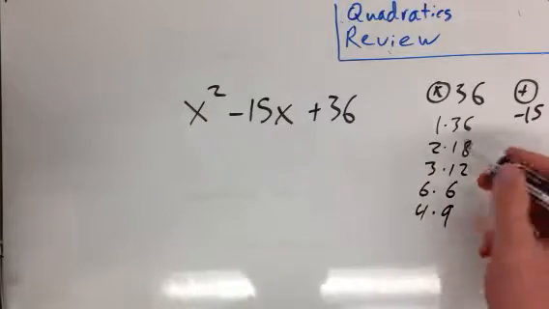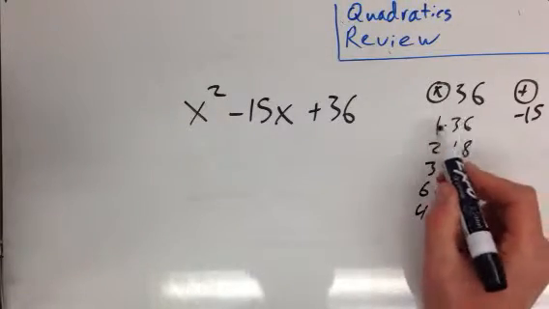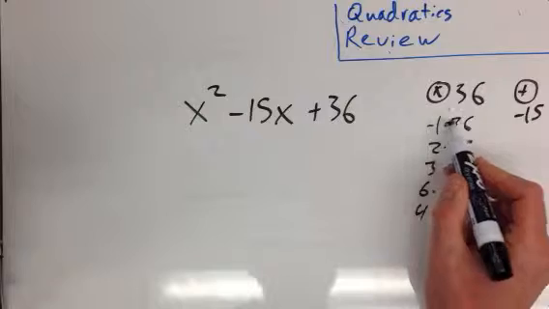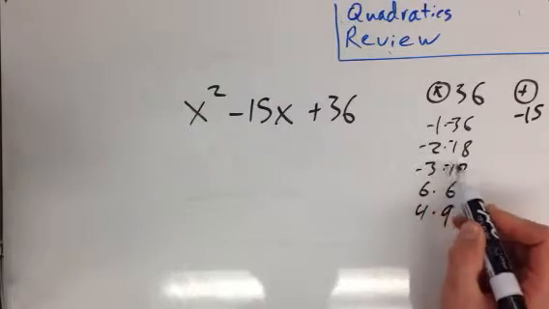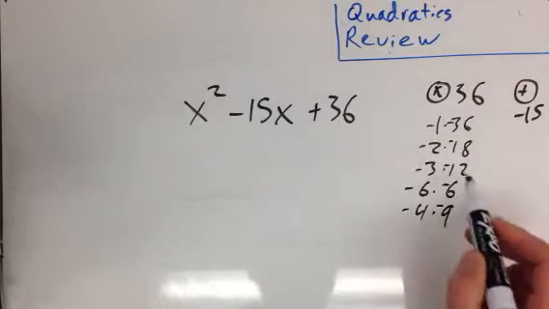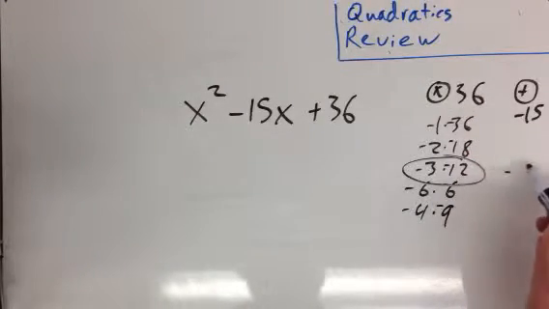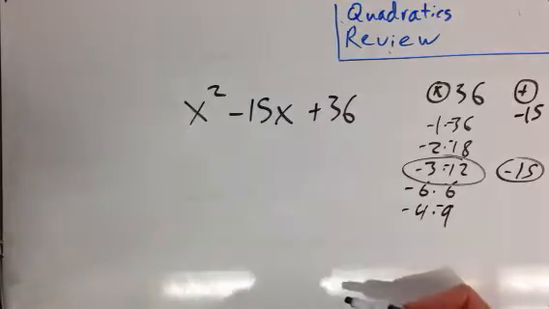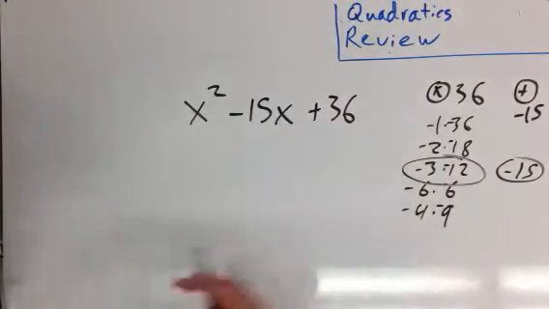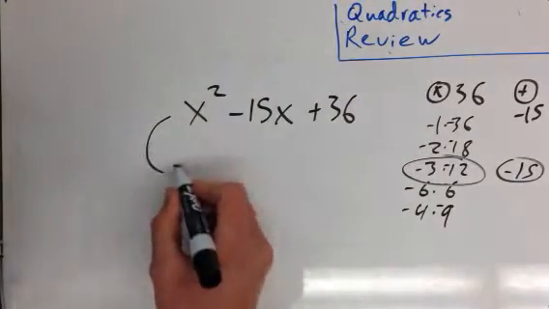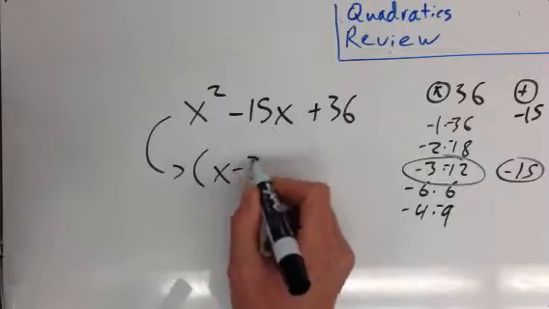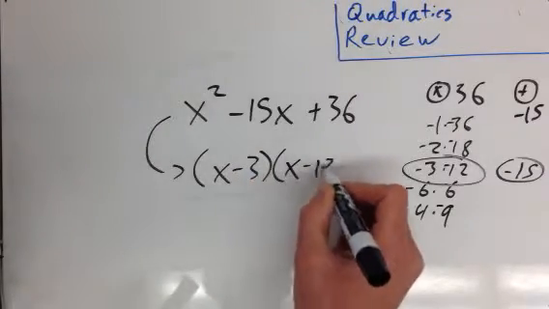But none of those add up to a negative 15, so we had that trick where if we wanted to multiply to a positive number, they either have to be both positive or both negative, right? So if we add negatives to all of these, we'll see that these two, 3 and negative 12, they both multiply to a positive 36 and add up to that negative 15 that we wanted. So the two factors then, if I wanted to factor this, x minus 3, x minus 12.